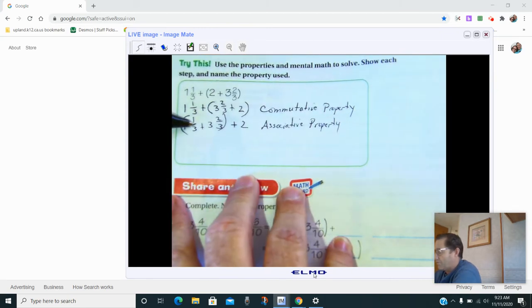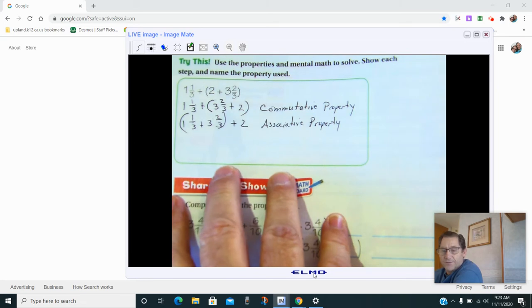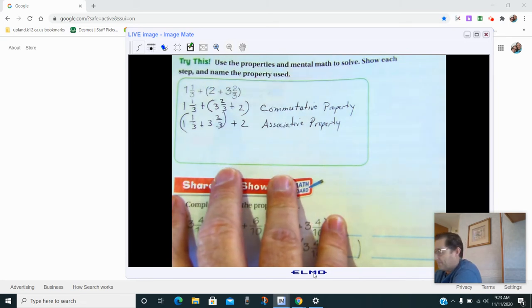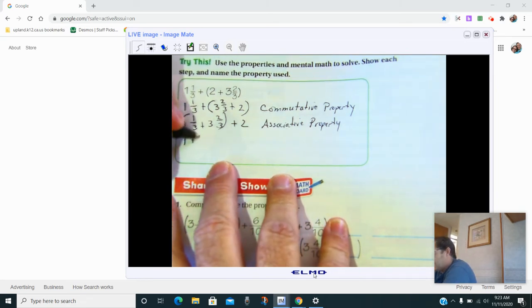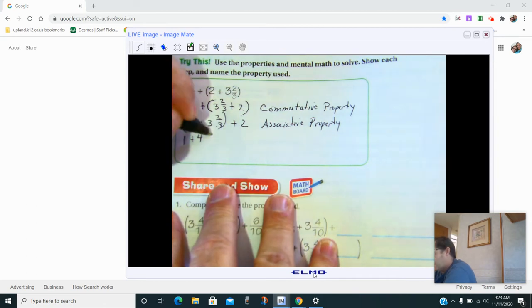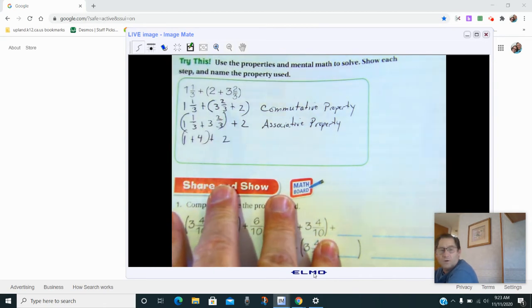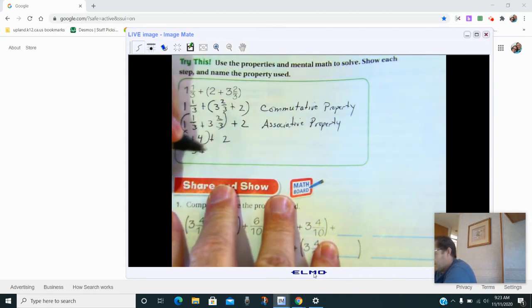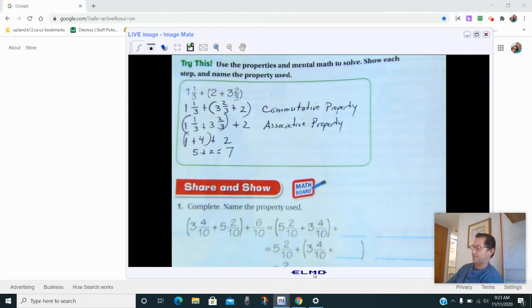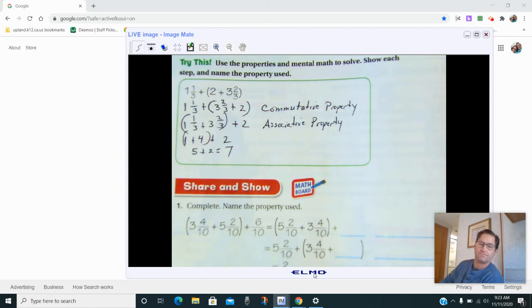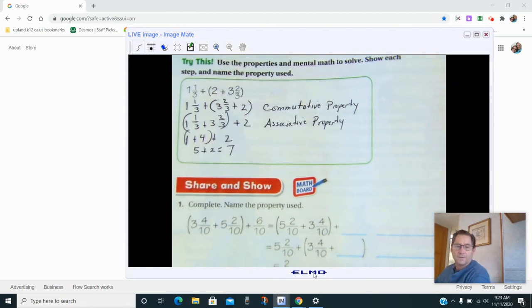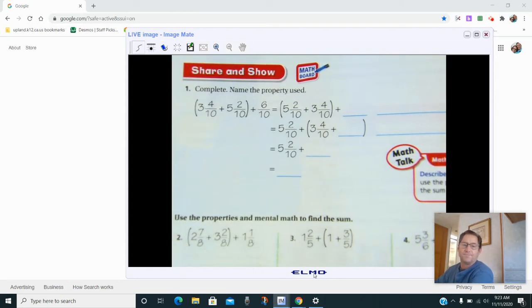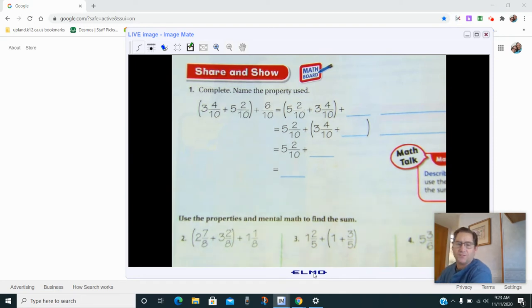All right, 1/3 and 2/3 is 3/3. That's 1, right? So we have 1 plus 4 plus 2. 1 plus 4 is 5. 5 plus 2 is 7. Number 1, complete.